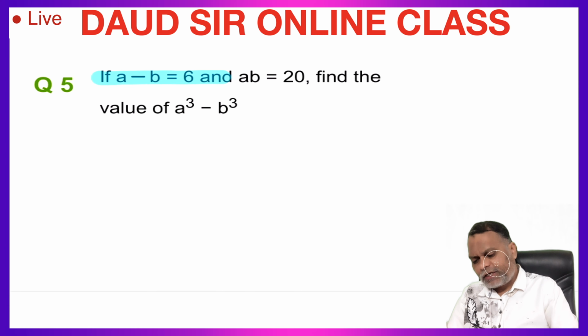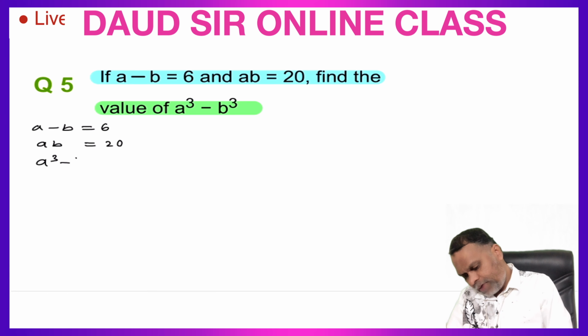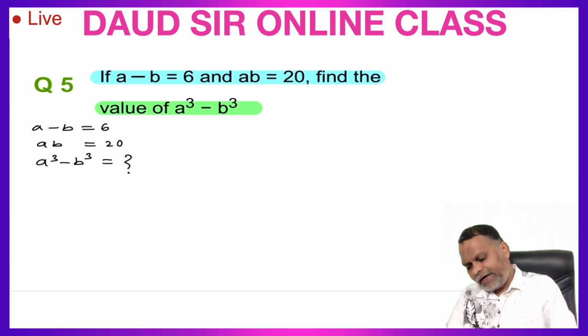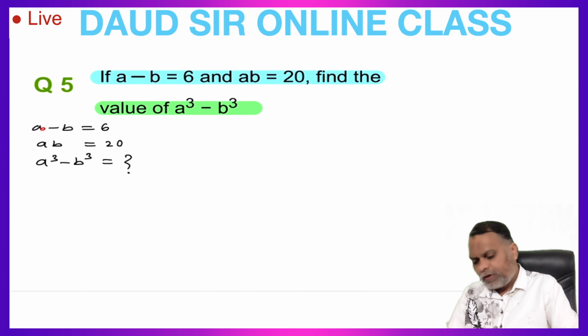Question number 5. If a minus b is equal to 6 and ab is equal to 20, find the value of a cube minus b cube. So a minus b is equal to 6 given, ab is equal to 20 given. So we have to find out a cube minus b cube is equal to question mark. For finding a cube minus b cube, we can take this a minus b is equal to 6 and we can do cube on both sides.